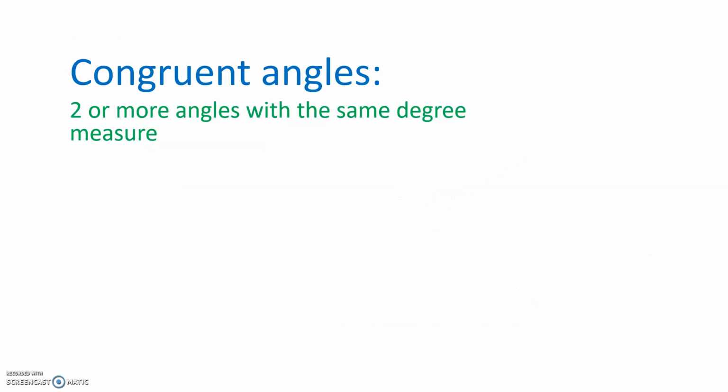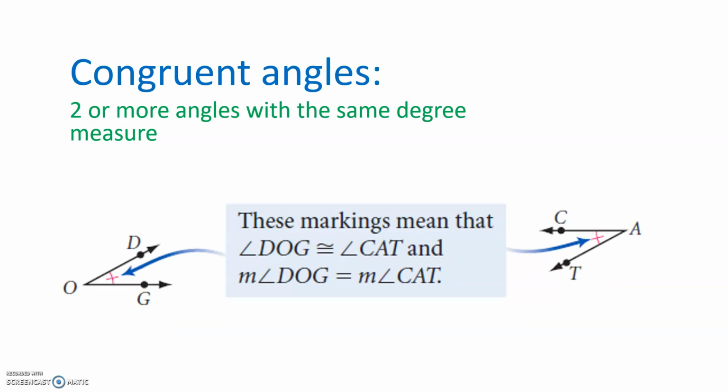Congruent angles are two or more angles that have the same degree measure. So here they have angle DOG is congruent to angle CAT, or the measure of angle DOG is equal to the measure of angle CAT. Either of those ways of representing this are fine.